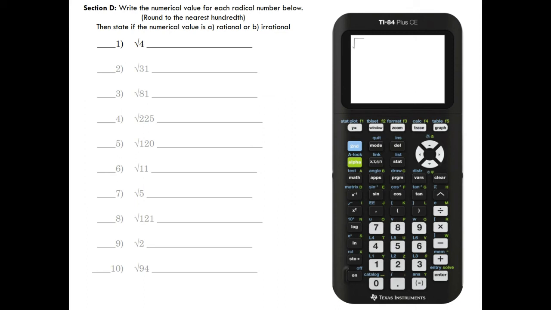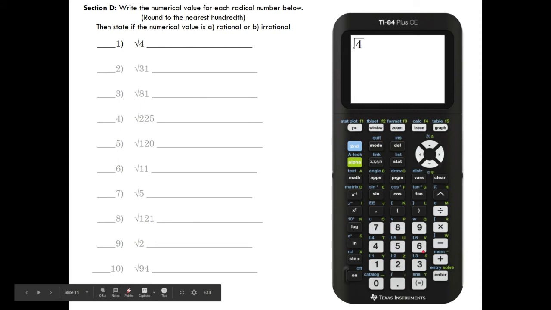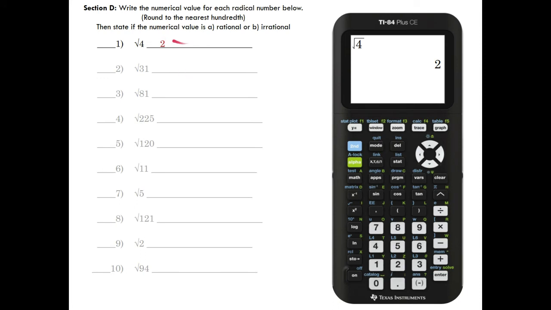The square root of 4, you put in second and then x squared, and then you put in 4 inside of that. You then click enter, and you'll get the number 2, and the answer is 2. 2 is going to be rational. Rational numbers have digits after the decimal point that either stop or go on and on in a repeating pattern. Therefore, this is rational, and it's A.